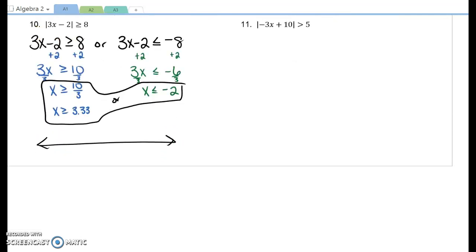Especially if you wrote it the way I did, with the one that's exactly the same first, your inequalities might be in the wrong order on your paper, which is fine as long as you just think about, I know negative 2 is on the left, and positive 3.33, or 10/3, is going to be on the right. Less than or equal to, that means we are going to do a closed circle at negative 2, shade it to the left. X is greater than or equal to 10/3, shaded in circle, shaded to the right.